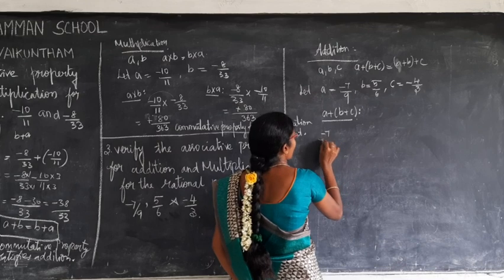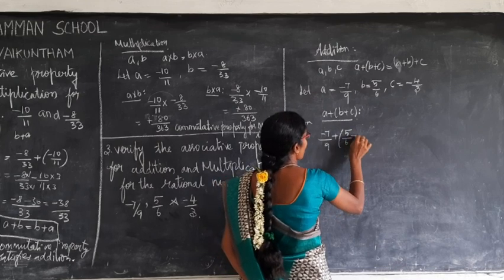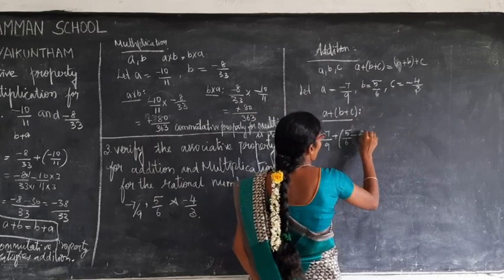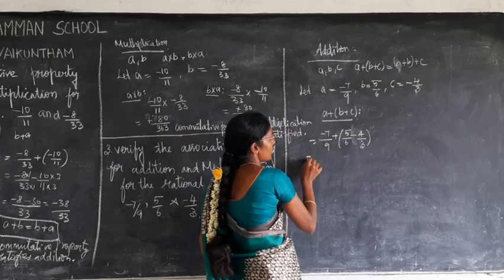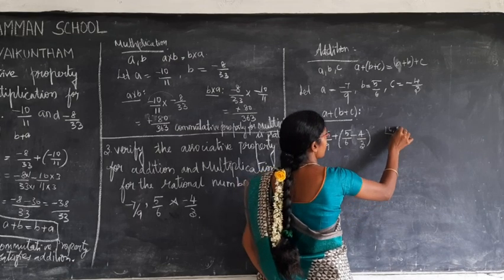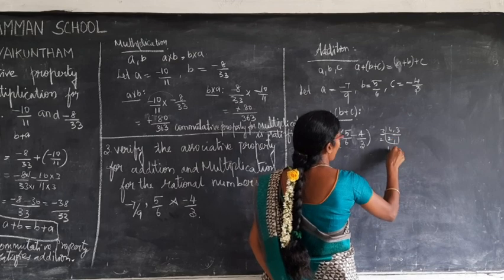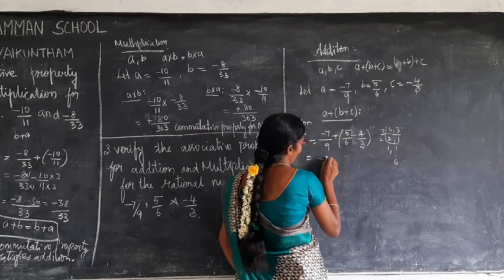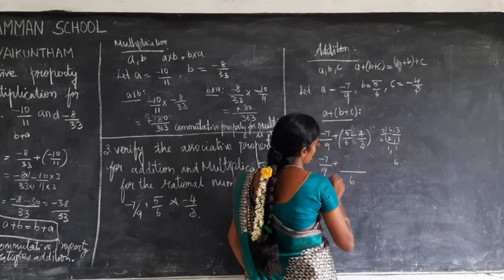So minus 7 by 9 plus 5 by 6 plus, so that is plus into minus, minus 4 by 3. Okay, clear? So the next step you are going to take LCM. So third table 2, 1, 2, 1, 1. So 3 2s are 6. LCM 6. So minus 7 by 9 plus 6 LCM.